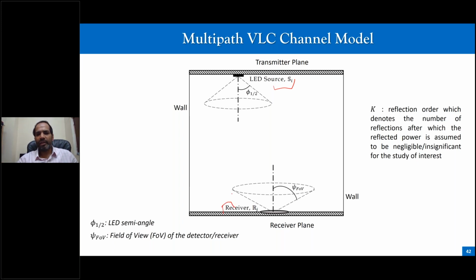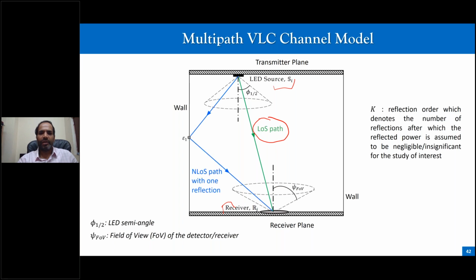Two or three things are important when we are looking at the channel. One thing is that there is a line of sight path that is typically available between a source and a receiver. The second thing is this signal may hit the wall and may get reflected. So sometimes you may have a non-line of sight path also, and in this non-line of sight path, there is one reflection available.